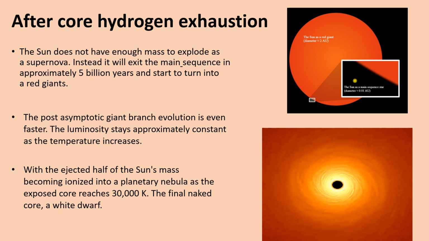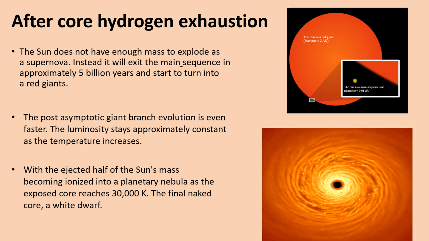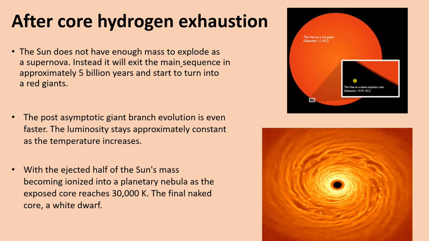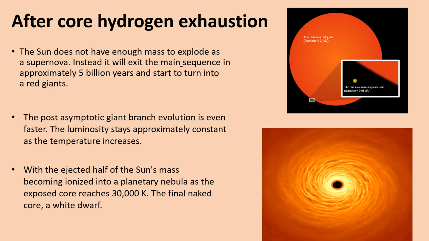Now, the white dwarf's luminosity decreases with time, and it takes billions of years for a white dwarf star to convert into a black dwarf with no luminosity in it. So this is all about our sun, its life cycle, its main sequence, and the fuel, and when the fuel is exhausted.